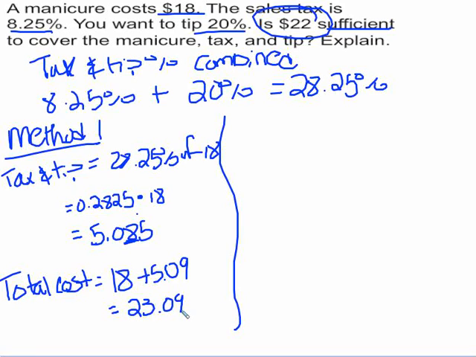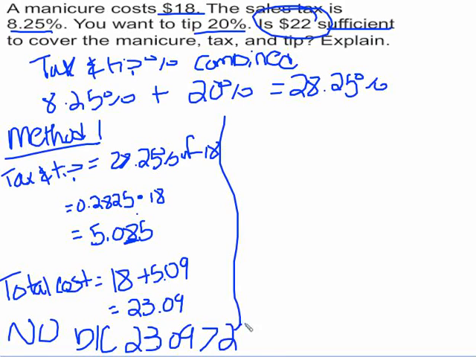So I actually know that I don't have enough money for this manicure. Okay, so no, because 23.09 is greater than 22. So you don't have sufficient money to cover this.